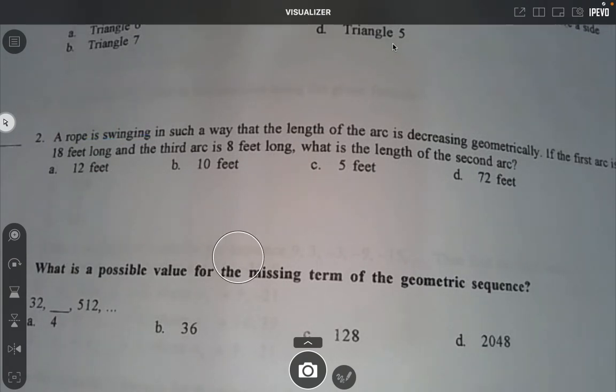Okay, on this one, it's using the geometric mean again. It tells you, okay, you know the first term is 18 and the third term is 8. How do you find the next term?